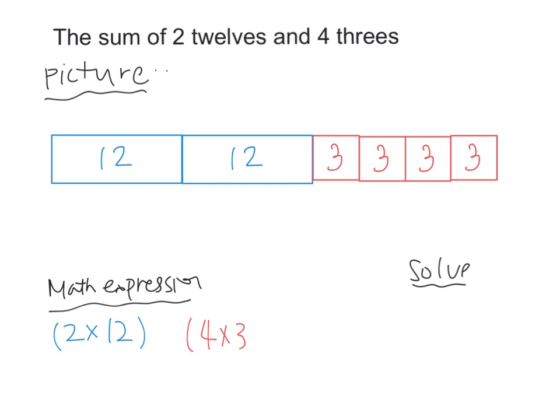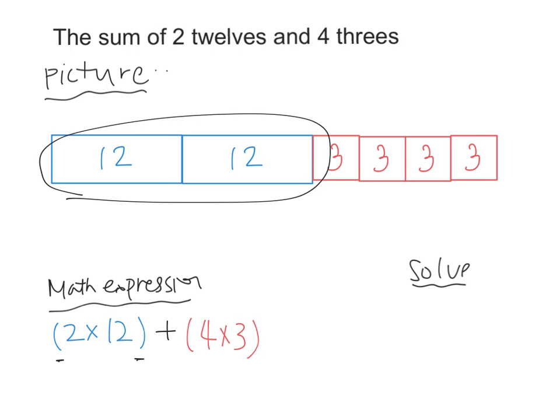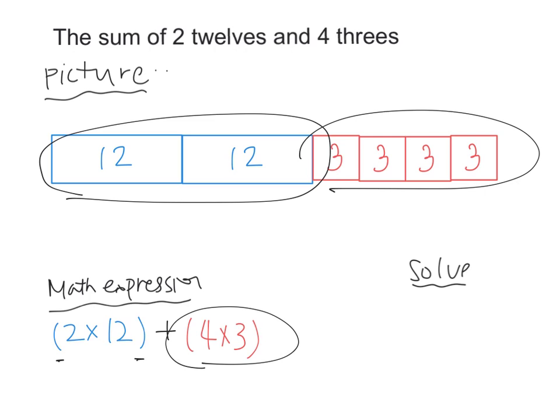Now, what am I doing to these numbers? Am I adding, subtracting, multiplying, or dividing? Adding. So the math expression then would be 2 times 12, 2 12s, added to 4 3s. Please note the parentheses because they separate that this part is the 12s, there's 2 of them, and that there are 4 3s. Okay, so make sure you write the parentheses too.